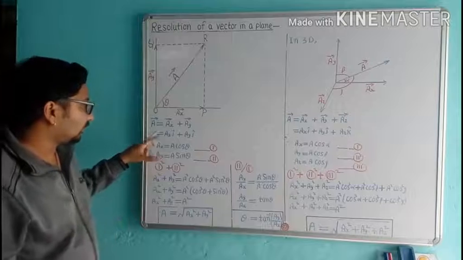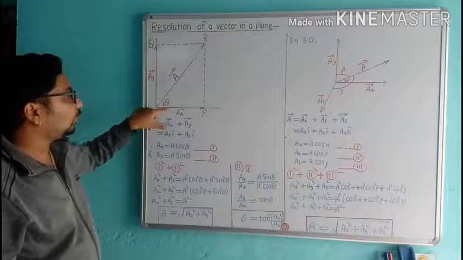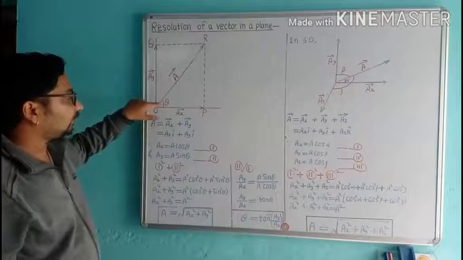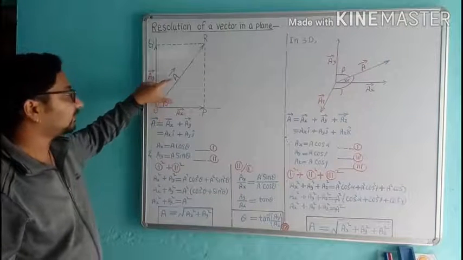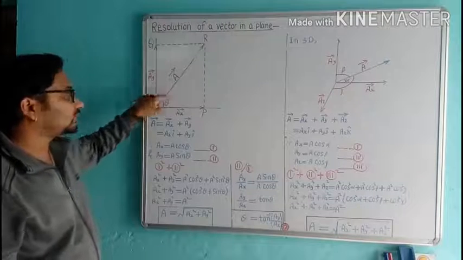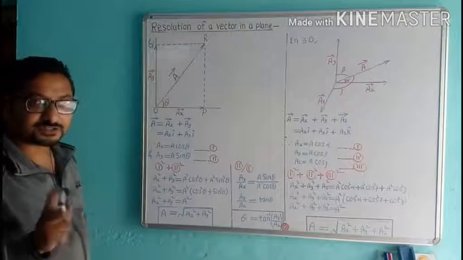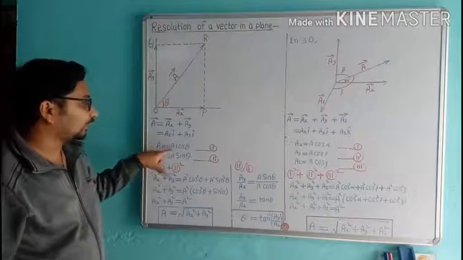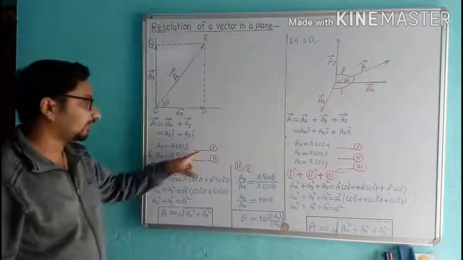So now in triangle OPR, this is angle theta, this is vector A. Now we know that cos theta is equal to base upon hypotenuse. So by using this, we get Ax is equal to A cos theta, equation number 1.